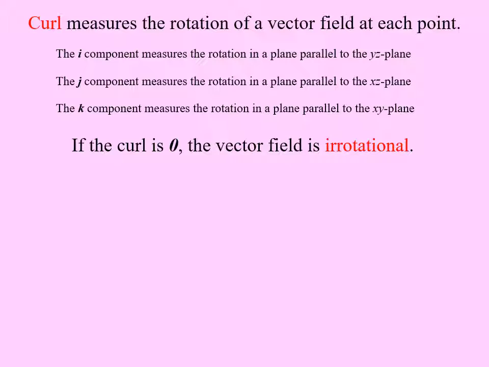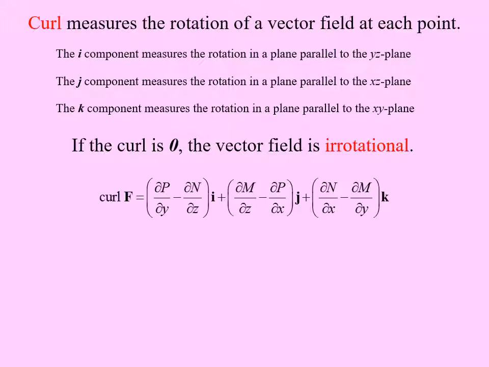Well, let's measure the curl for those three. Now, the curl measures the rotation. The first component, the I component, measures the rotation around the x-axis. The J component measures the tendency to rotate around the y-axis, and the K component measures the tendency to rotate around the z-axis. So, here's the formula for curl. Here's the same vector fields that we were just measuring.